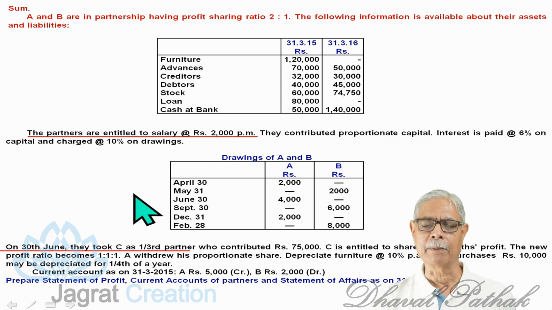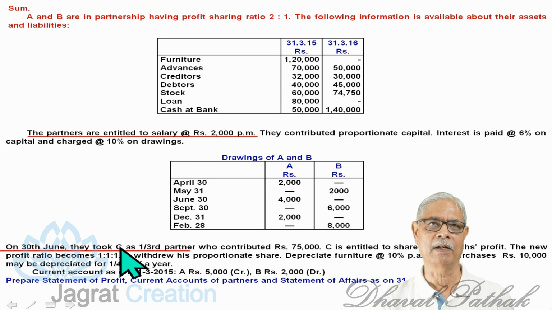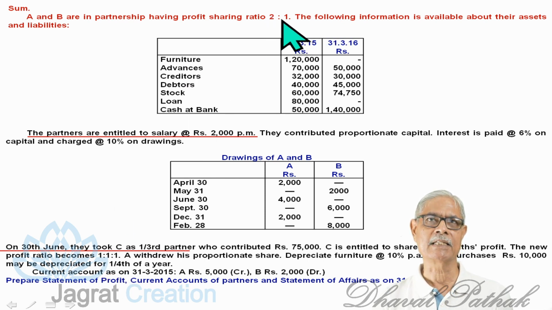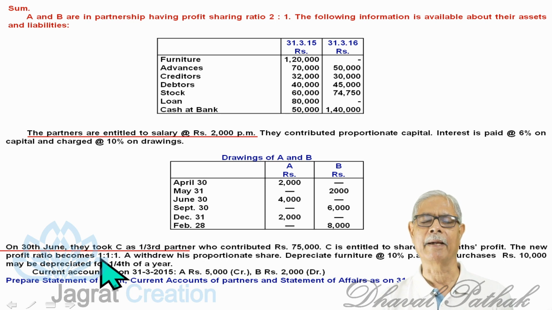So what is the important point that you should notice? New partner admitted C after 3 months. So for first 3 months, A and B are the partners. For next 9 months, 3 partners are there, A, B and C. Before admission, the profit sharing ratio was 2:1. After admission, the profit sharing ratio is 1:1:1. So from 2/3 share of A it has become 1/3. He has given 1/3 share to C. For that, he brings capital 75,000. That is withdrawn by A to keep the capital proportionate.